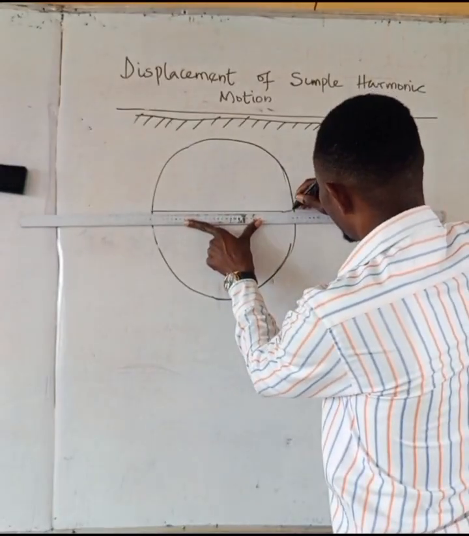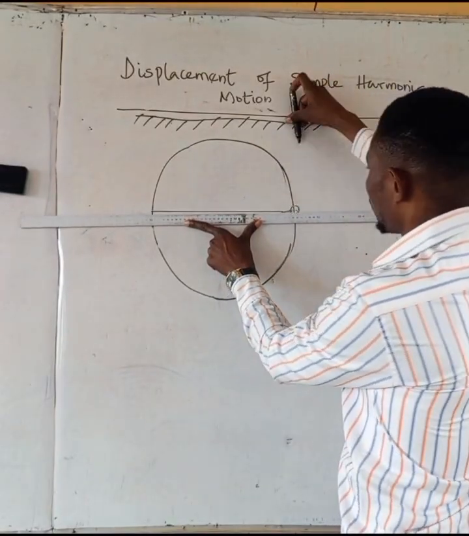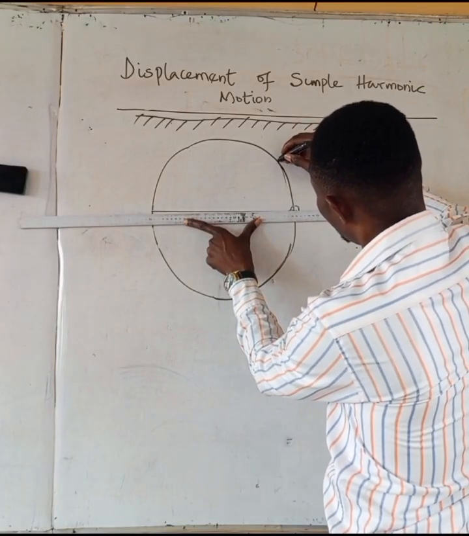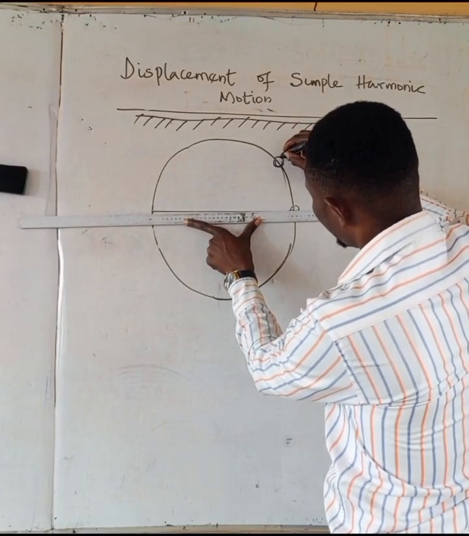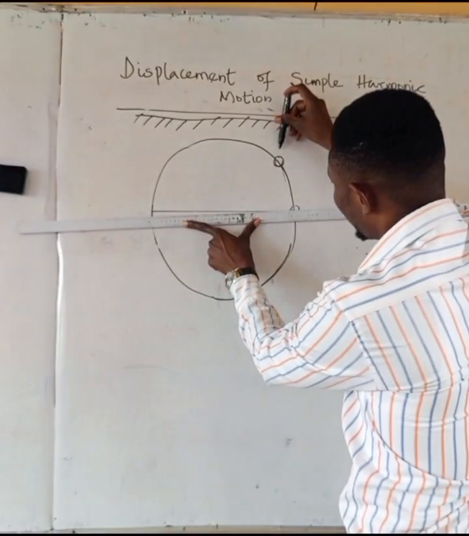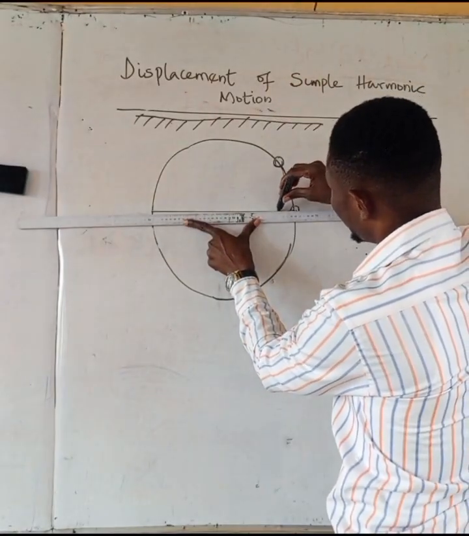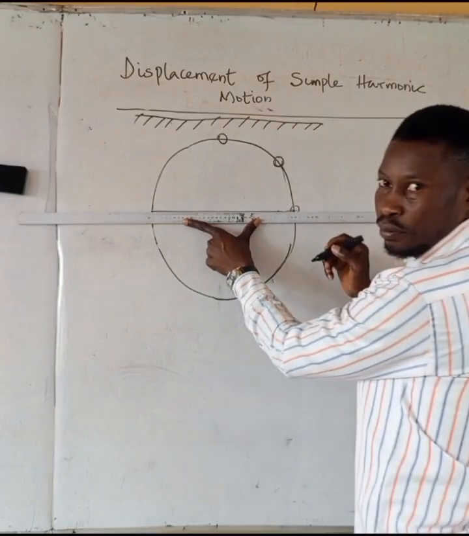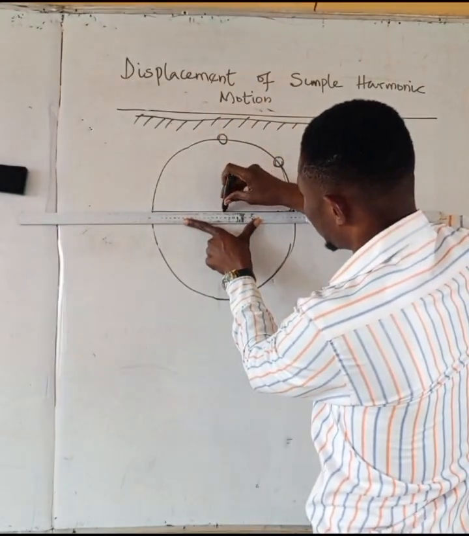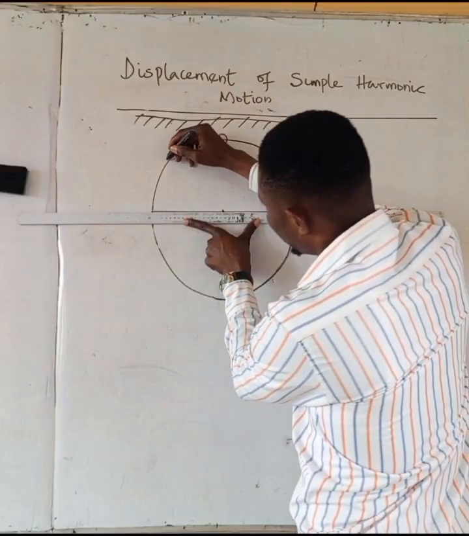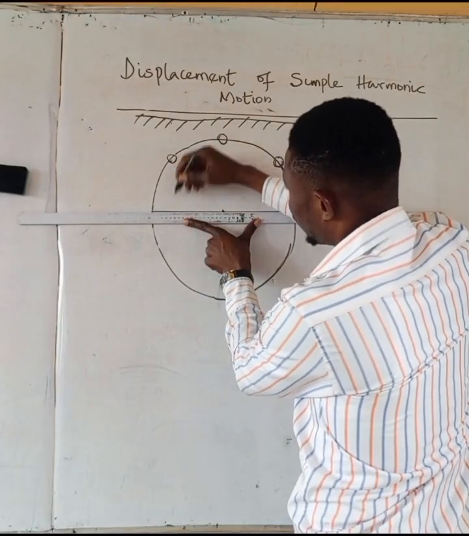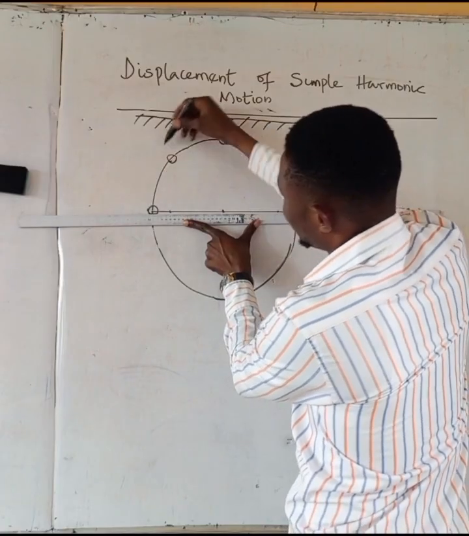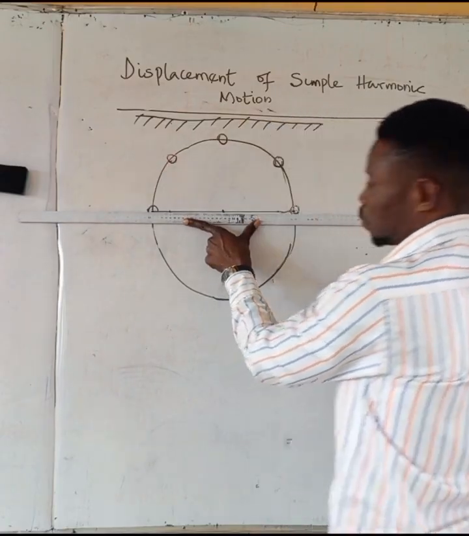Now, when the object is here and light is coming from here, this is where the shadow will be. When the object moves to this point, the shadow moves to this point. When the object gets to this point, the shadow will get here. If the object gets to this point, the shadow of the object will be at this point. And when the object gets to this point, the shadow will still be at the same point.